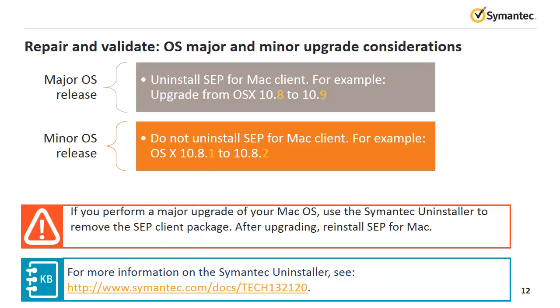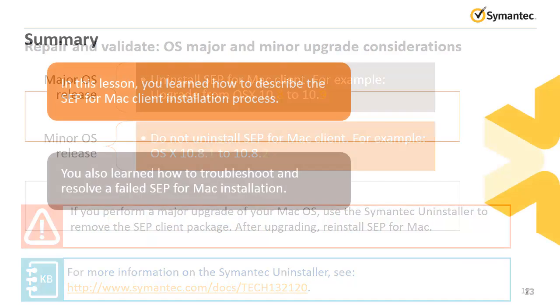When performing a SEP upgrade, if you perform a major upgrade of your Mac OS, remove the SEP client package. If it's a minor release, do not uninstall SEP for Mac. Reference the screen for examples of both types of releases. Note that if you perform a major upgrade of your Mac operating system, use the Symantec uninstaller to remove the SEP client package. After upgrade, reinstall SEP for Mac.